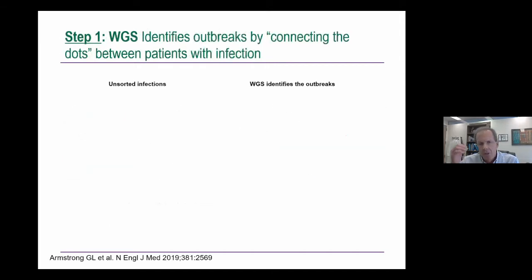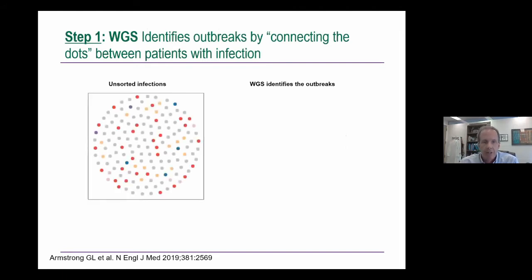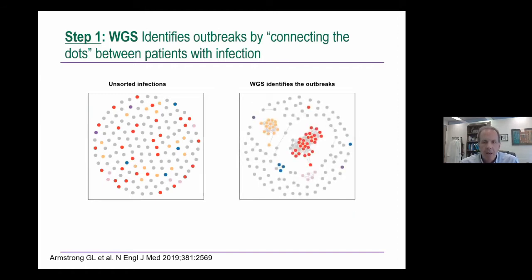So how does it work? Whole genome sequencing identifies outbreaks by connecting the dots between patients with infection. So imagine you've got a bunch of infections in the hospital and they're unsorted. You have no idea who's connected to whom. But you do sequencing, and all of a sudden you can see that there's an outbreak here because these patients have infection with a genetically related strain of bacterium, and there's another outbreak going on here. So this is the first step.